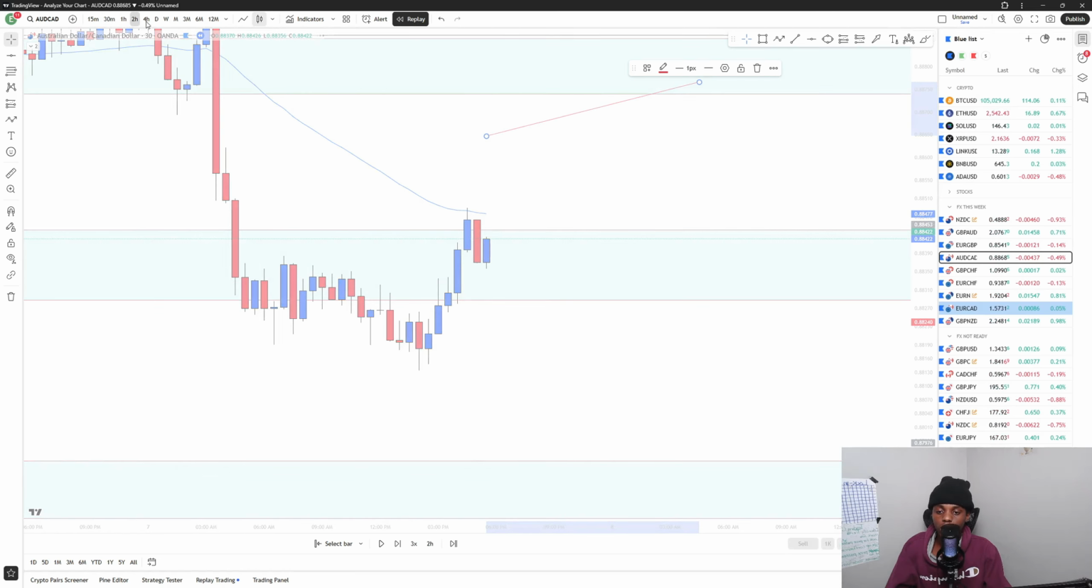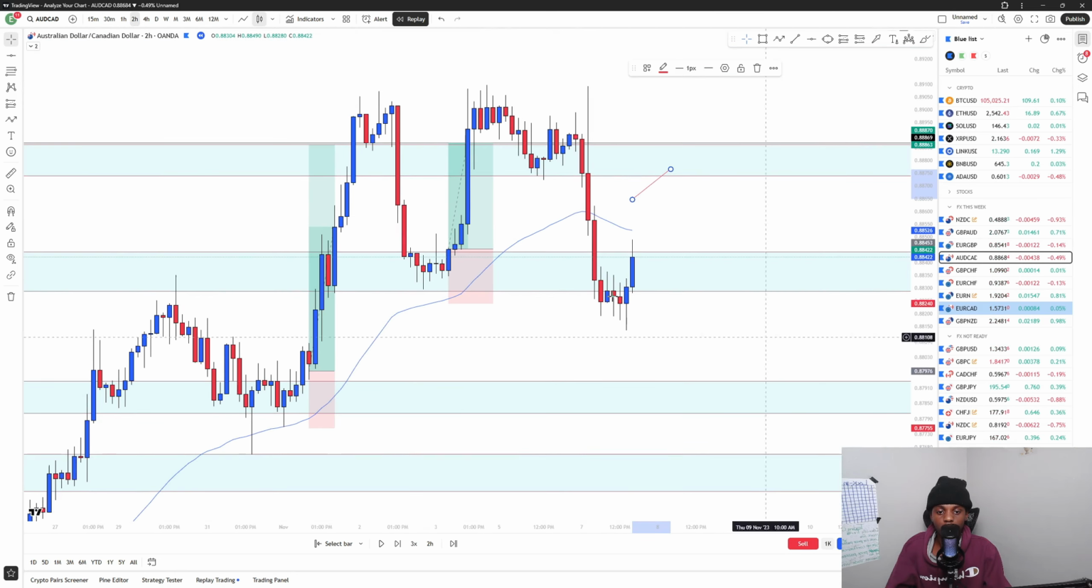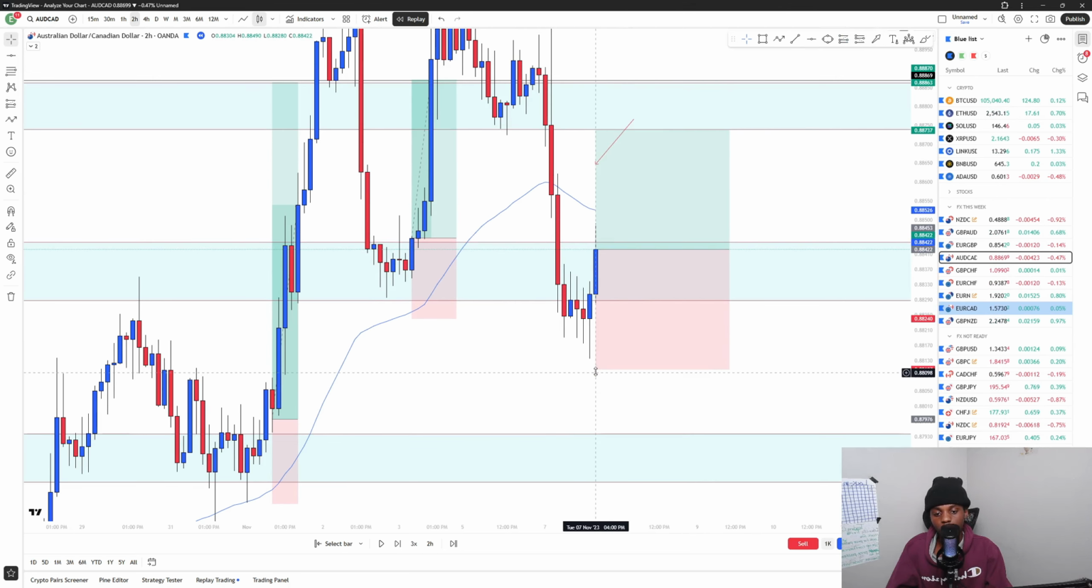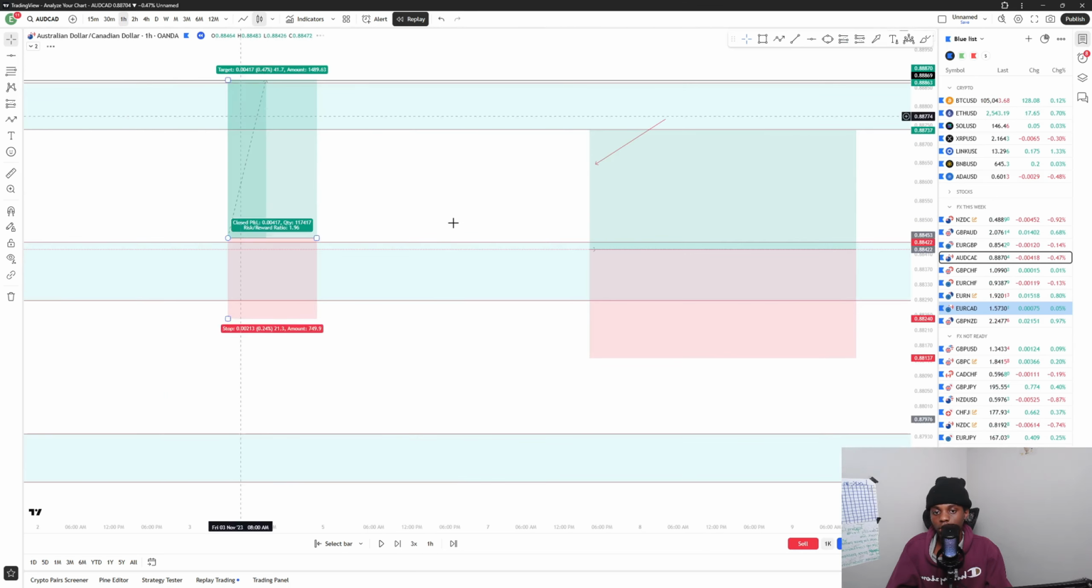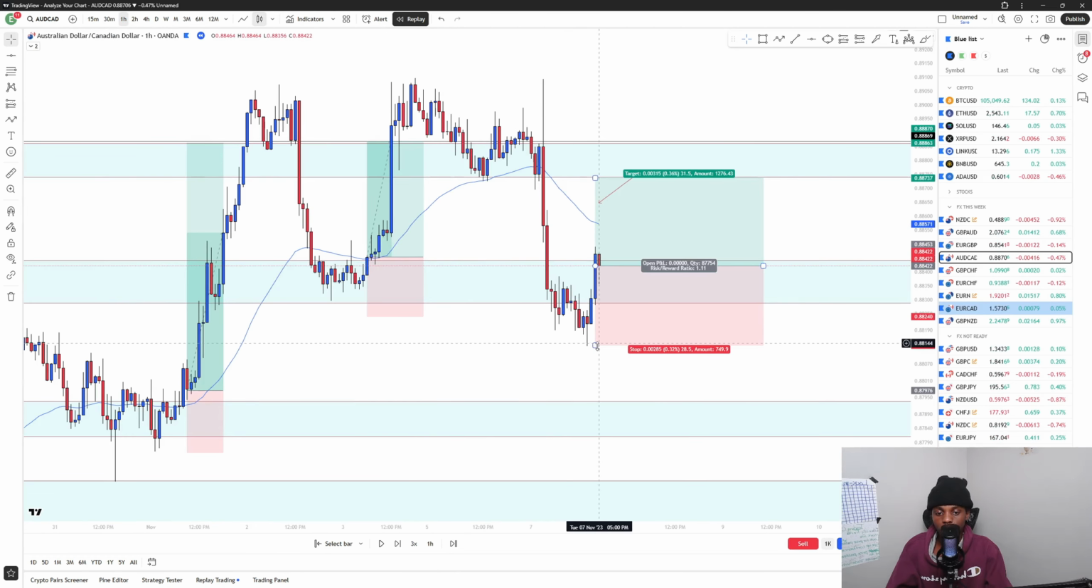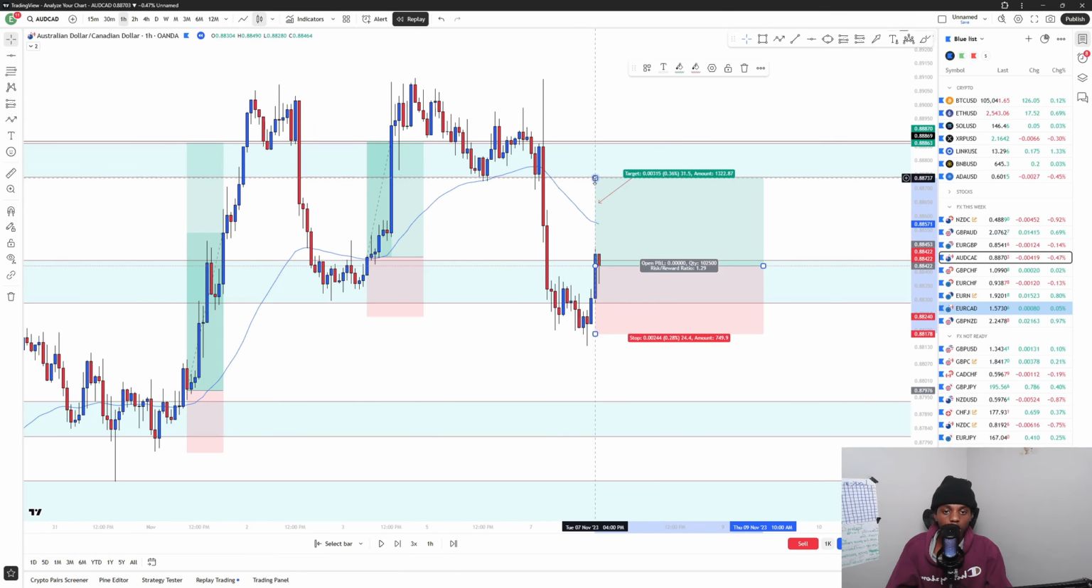Beautiful. 2 hour. 2 hour also shifted bullish. Lower low, lower high, lower low, and then close above the lower high, shifting bullish. I guess it's cool to enter right here. Take profit again at this line, and then stop loss.